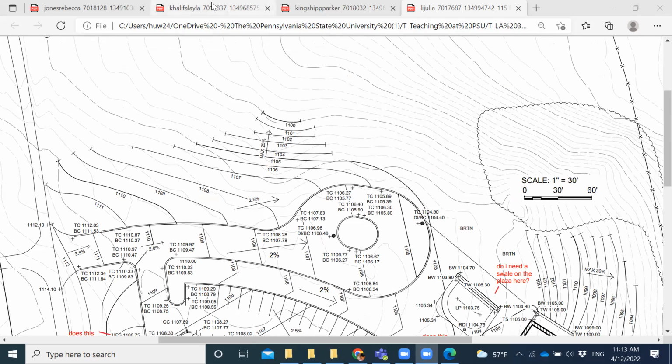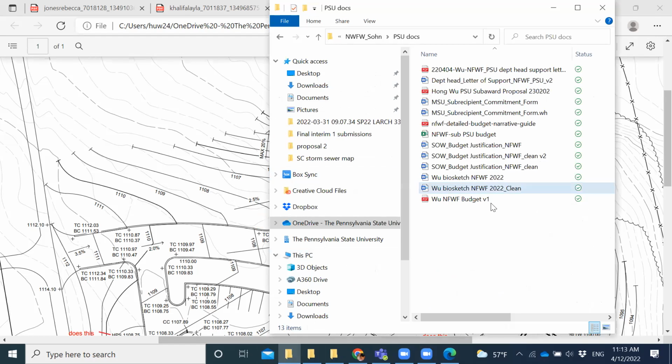Yes, you would want to prevent water from getting into this area because there's a long flow path over here. And let's put something here. Sounds good. Moving forward.